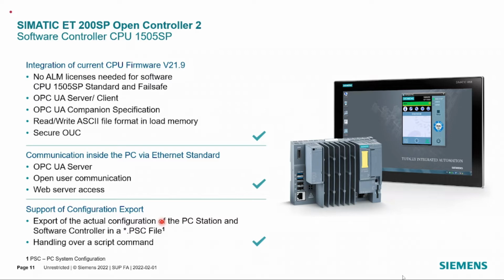For the software, you don't need an ALM license for the 1505 SP standard and failsafe CPUs. OPC UA server and client is supported, like our 1500 controller, so all the different variants are there by default. Then read and write ASCII file format in load memory, which is on the CFast card. Then secure OUC, and communication inside the PC via standard Ethernet. Because Windows is directly on the PC, it is very helpful for others to use the system directly with the controller. Web server access is similar to the S7-1500. So all these things are there.